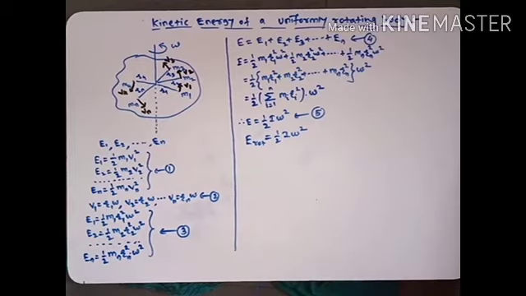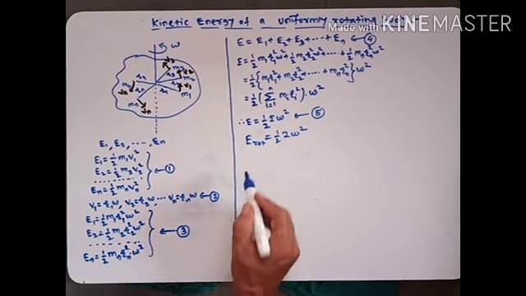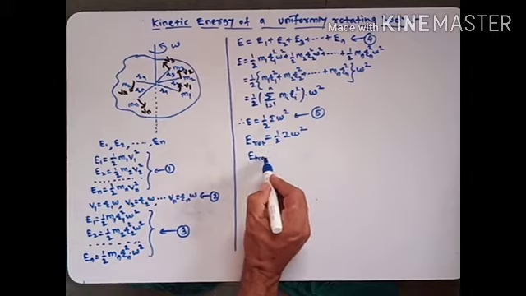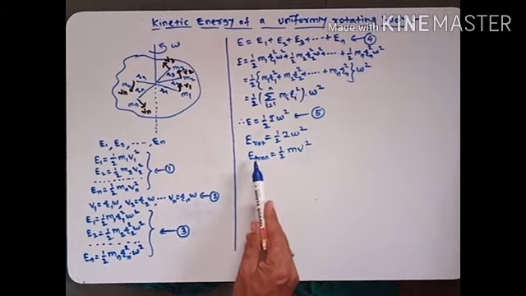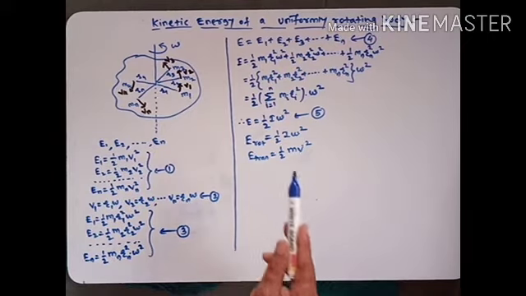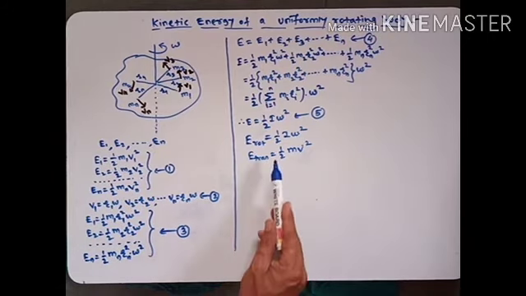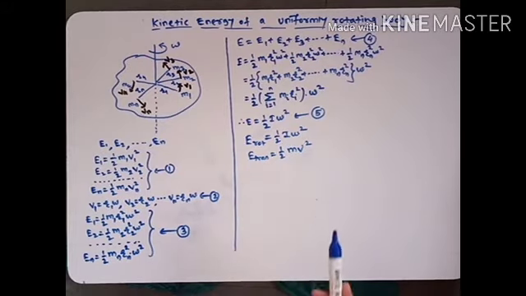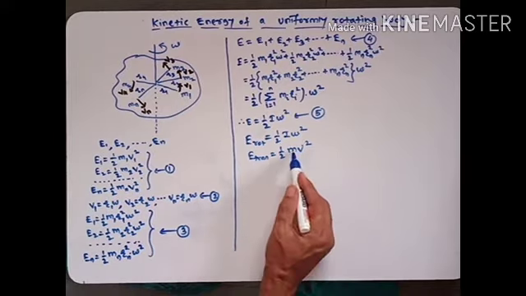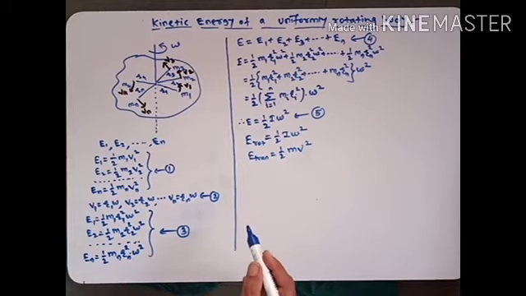And if we compare this kinetic energy with translational kinetic energy, E translational can be written like this, half mv square. Again here is E translational kinetic energy, E rotational kinetic energy. Both are analogous, half is common, then v is linear velocity, omega is angular velocity, m is mass in translational motion, and I is moment of inertia in rotational motion. And again we can see here that the moment of inertia is nothing but mass in rotational motion.